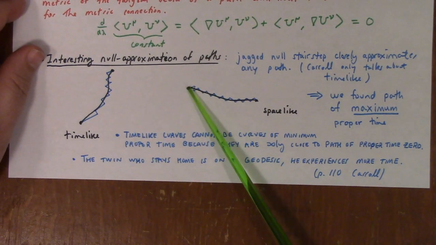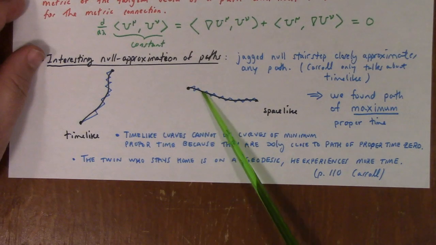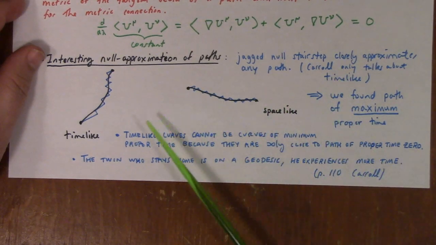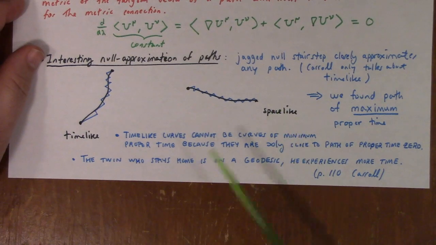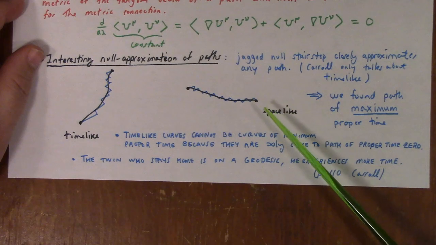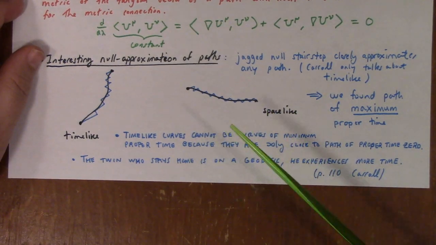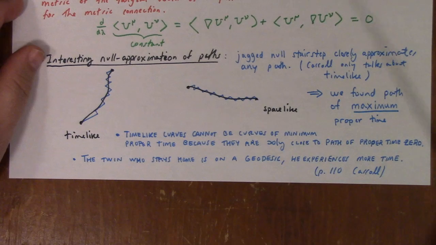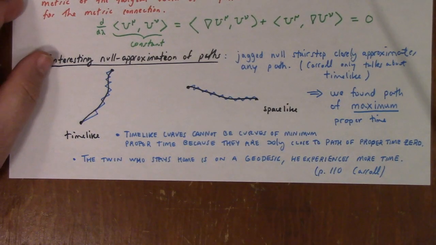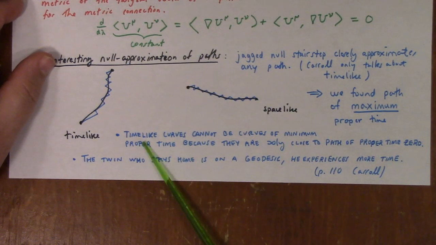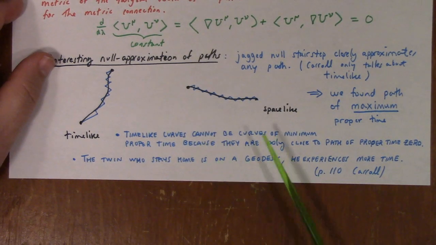And I would point out if you can do it for time-like, you can also do it for space-like: null, null, null. And so any time-like or space-like path is really, really close to a null path in that sense. So he says that means that we found the path of maximum proper time. And here's something he says: time-like curves cannot be curves of minimum proper time because they are infinitely close to the path of proper time 0.